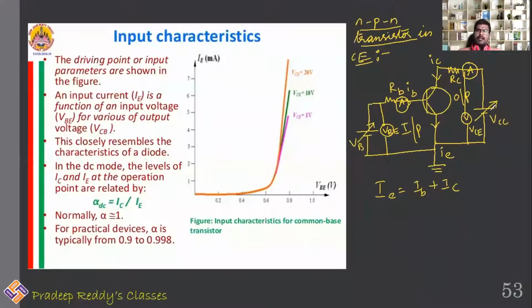Now what we will do, we will maintain this VCC constant, because we are characterizing input characteristics of a junction transistor. That's the reason why. So when we are dealing with input characteristics, the output voltage, which is VCC, is maintained constant. We will not change it. We will make that output voltage a fixed value. And remember, it should be operated with some particular voltage. It can be nearly 0 to 5 volt.